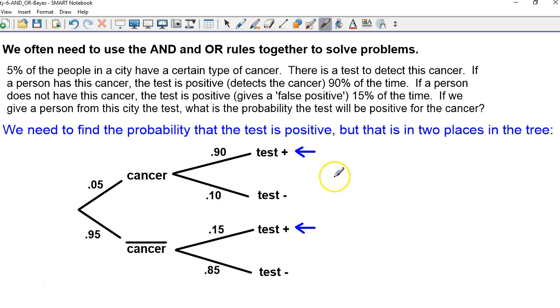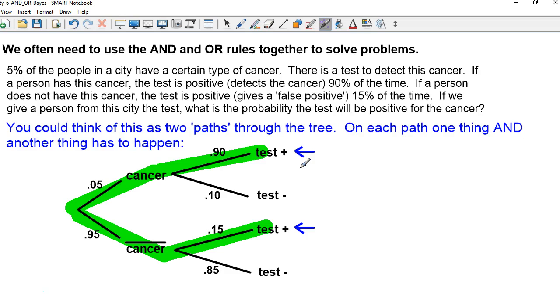And then what we're trying to find here is the probability the test will be positive for cancer. We need to find the probability the test is positive, but that's actually in two places in the tree. I've marked them here with arrows. We can have a positive test because we have cancer and have a positive test, or because we don't have cancer and have a false positive test. So I'm going to have to somehow combine these and figure out the total probability of the test being positive. You can think of this as two paths through the tree.